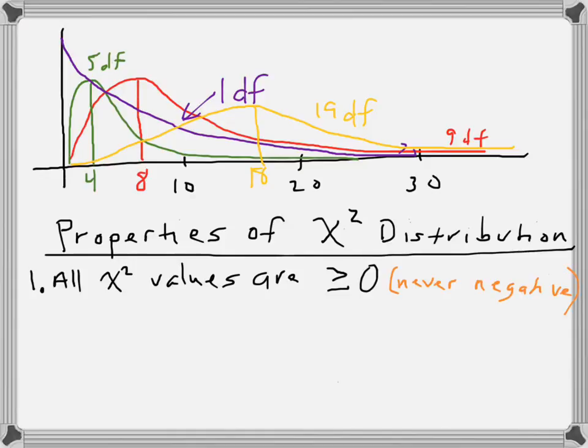Okay, property number 1. All chi-squared values are 0 or more. That is, they are never negative. You can essentially think, hey, if I take any number, even if it was a negative number, and I square it, it becomes positive, right? Exactly the same idea. Standard deviations, for instance, are always positive. We never have a negative standard deviation.